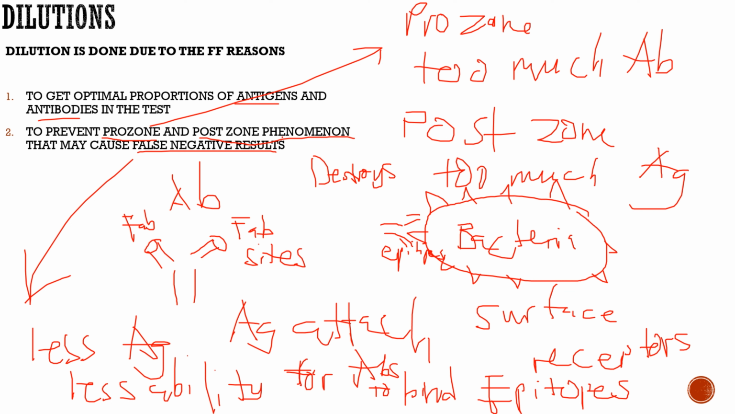Kapag naman sa postzone, class, there is too much antigen and less antibody. So kapag onti yung antibody, syempre, less din yung magbabind dun sa mga antigens, causing a false negative result. So you need to do dilution to balance the number of antigens and antibodies. So I hope naintindihan nyo, class, the importance of prozone and postzone. That's why we do dilution.